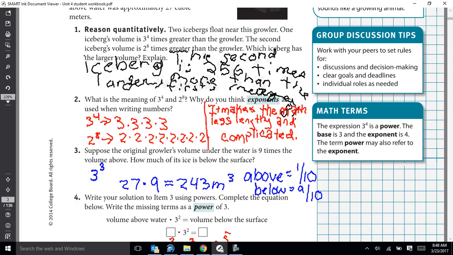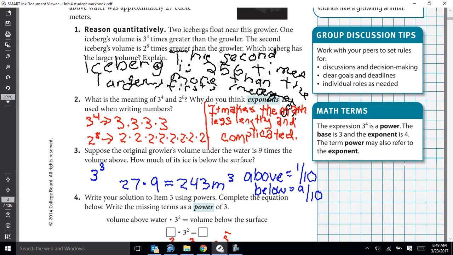You computed. And so 3 to the 4th ended up being 3 times 3 times 3 times 3, which is what number? 81. And then 2 to the 8th is 2 times itself 8 times, which was 256. And so which iceberg is larger? 2 to the 8th, right? Because 256 is bigger than 81. All right, so questions on that one? All right, then in number 2, what is the meaning of 3 to the 4th and 2 to the 8th? Why do you think exponents are used when writing numbers?